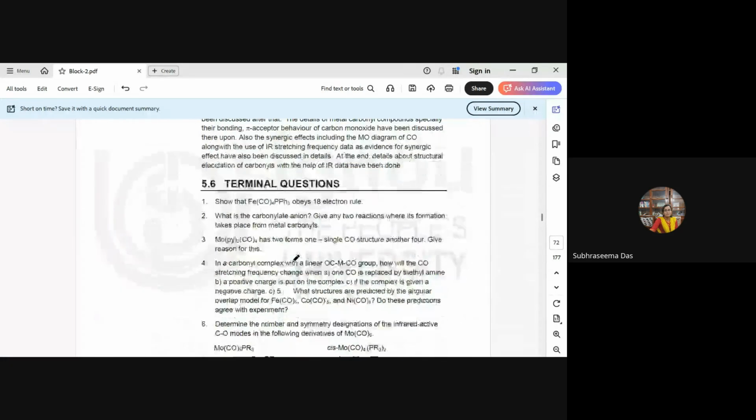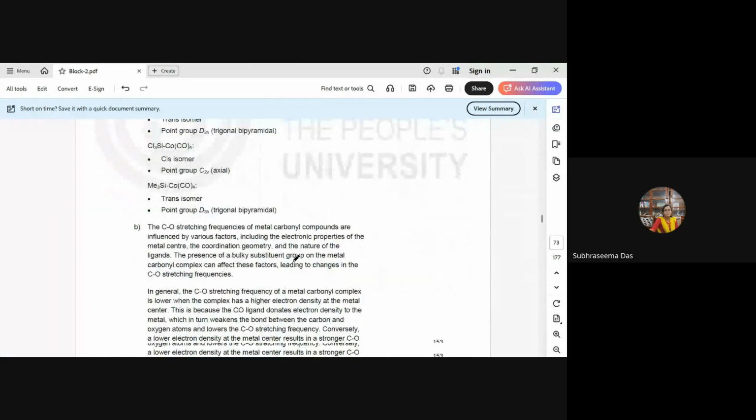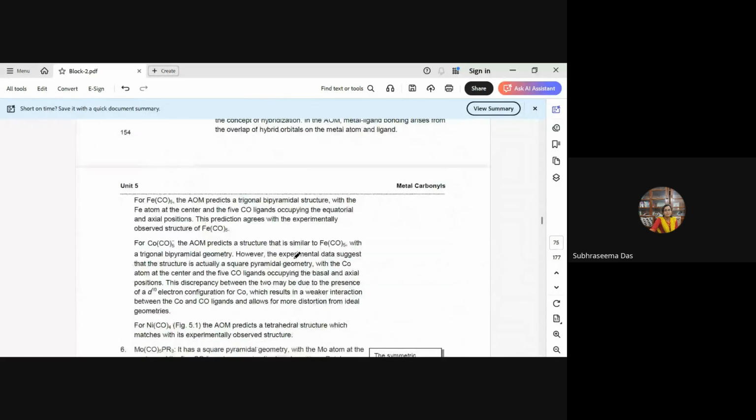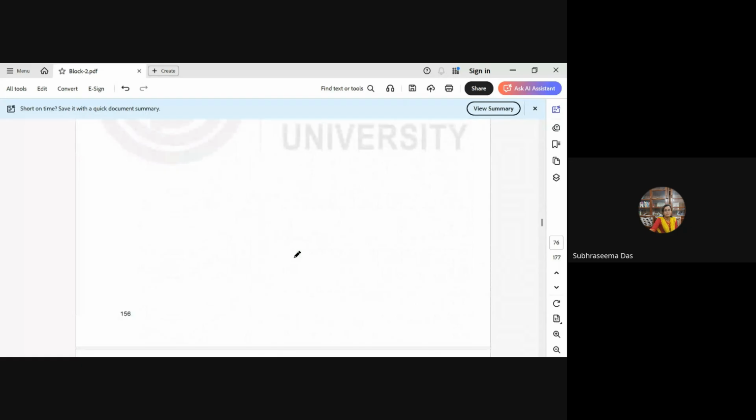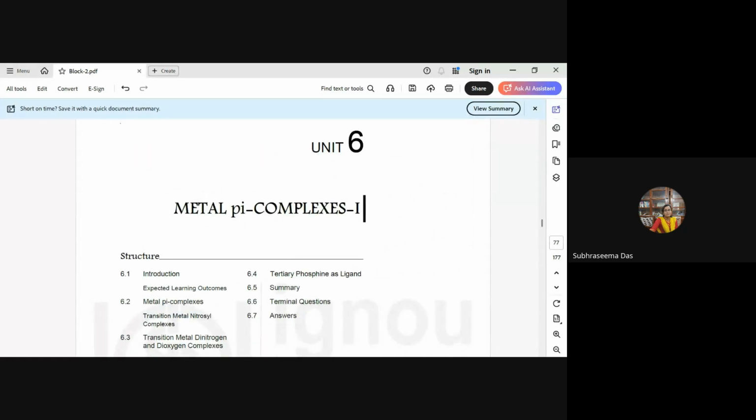So with this part, the metal carbonyls part is over. We'll just take a break of 5 minutes and again resume with metal pi complexes.